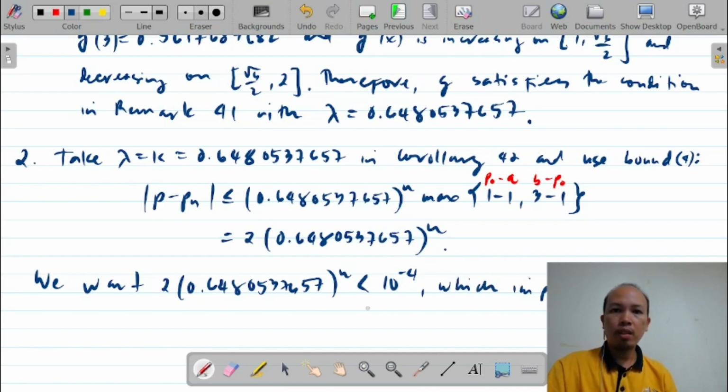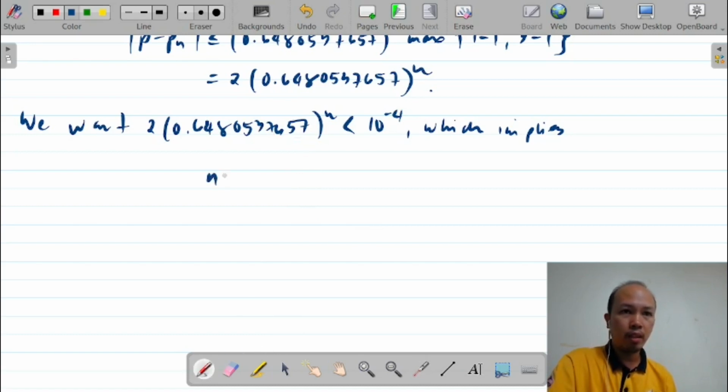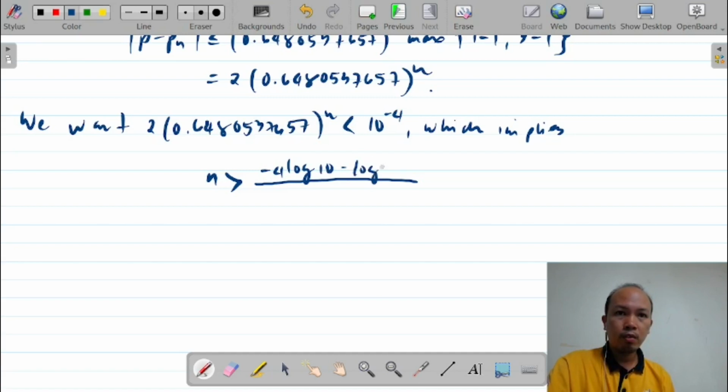Based on our calculation before, we can take the log of both sides. Take log both sides and solve for n. I will not do the computation anymore, but this is very familiar to you. This is negative 4. You can use log or ln, natural log or common log, depends on your choice.